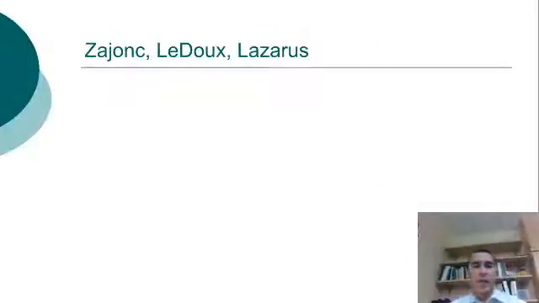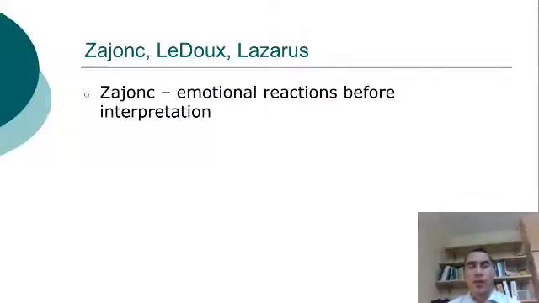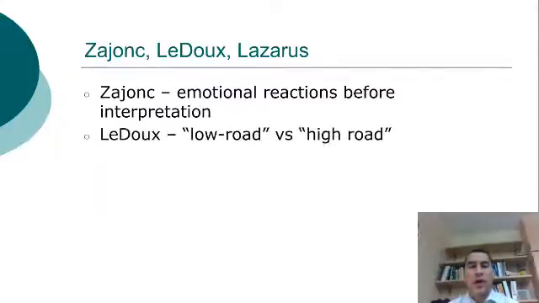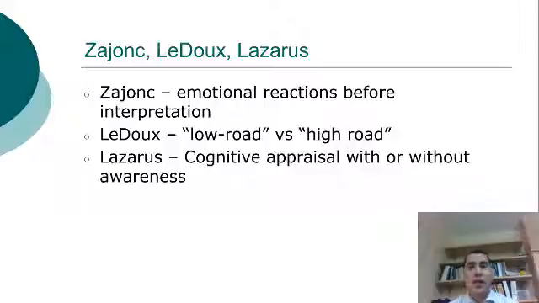So this ties into a couple others. I mentioned Lazarus already. He's very similar to Schachter, that basically some cognitive appraisal needs to take place. I want to tie in these other two theorists here, Zajonc, that's how you'd say that first one, and LeDoux. They basically argued that not every emotional response requires some sort of appraisal. Some things are just automatic.